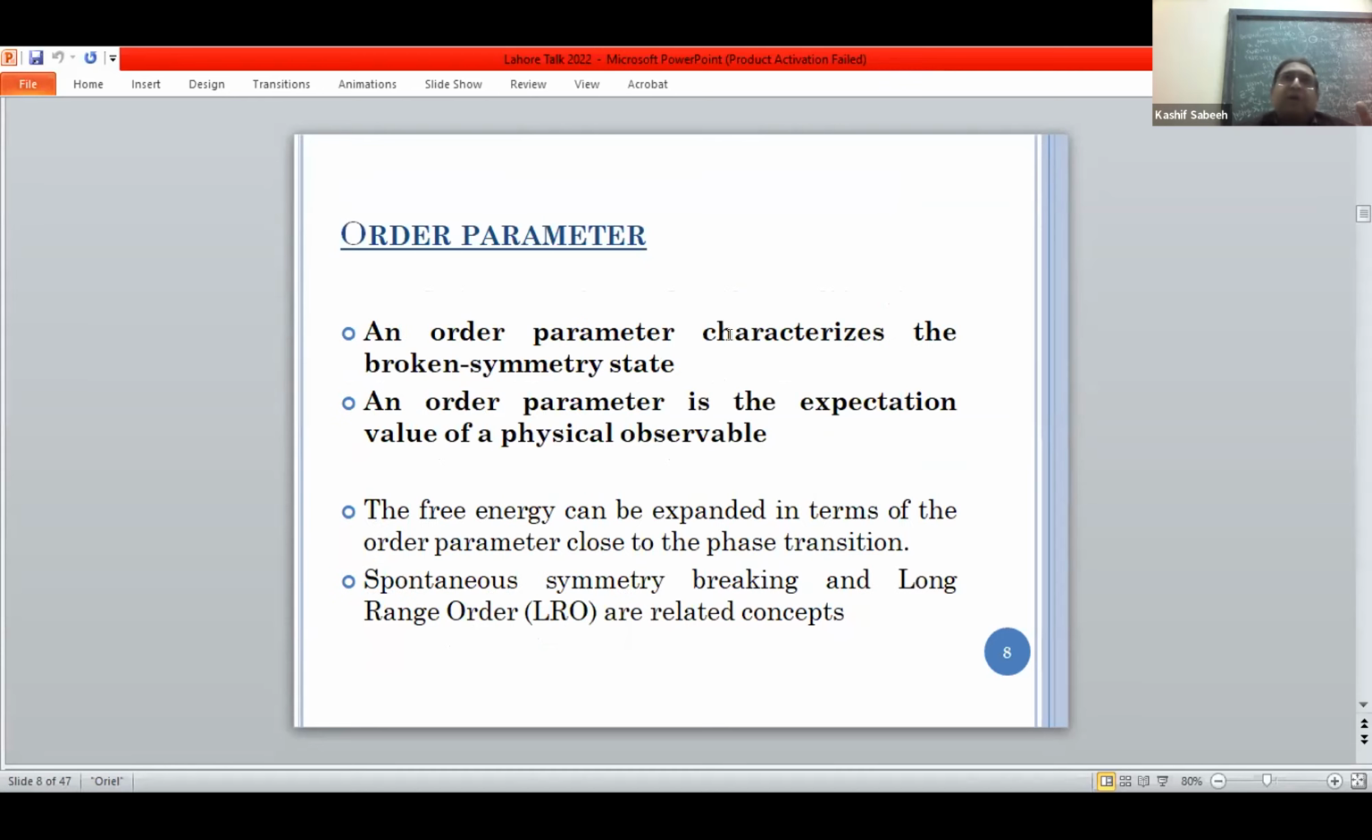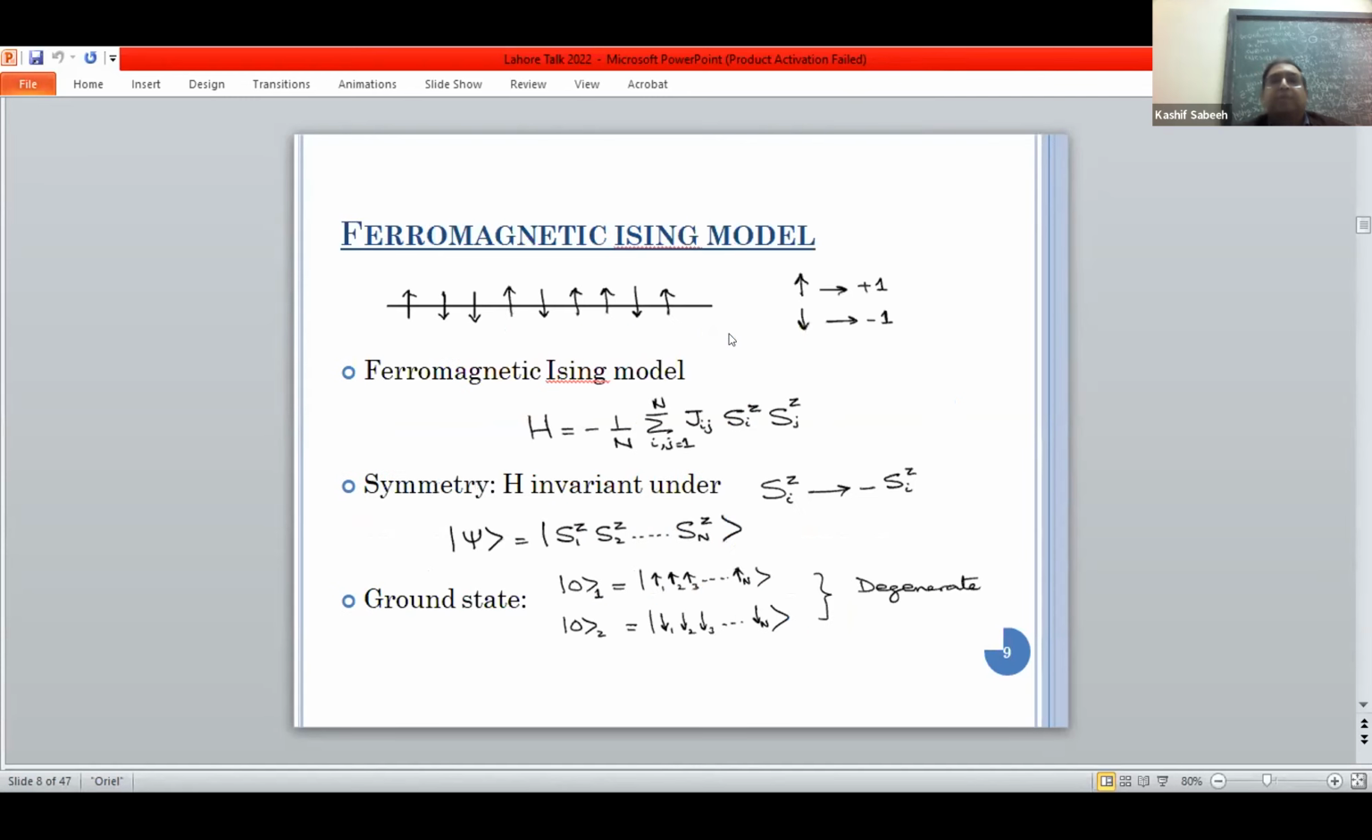So an important quantity in Landau symmetry breaking theory is what is called an order parameter, which characterizes the broken symmetry state. It is usually an expectation value of some physical observable, and it's a local quantity. Near the critical point where the phase transition occurs, we have to expand the free energy in terms of the order parameter. And that's the basic theme of Landau symmetry breaking theory.